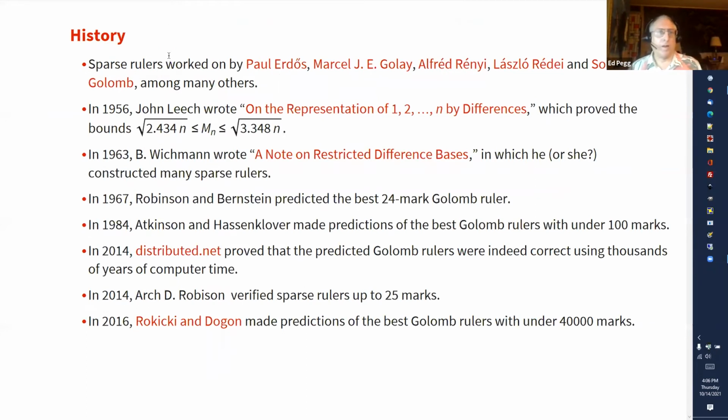Here's a little bit of history. Sparse rulers were worked on by some of the biggest mathematicians of the 1940s through 1970s. John Leech, who developed the Leech lattice, made one of the first bounds for the problem with a paper in 1956. And in 1963, a person by the name B. Wickman pretty much solved the problem, which I'll get into later. And I don't know anything about this person. I don't even know their first name. I don't even know whether B. Wickman was male or female.